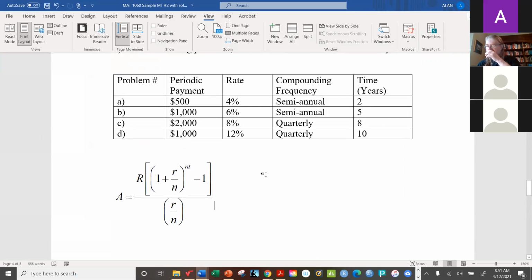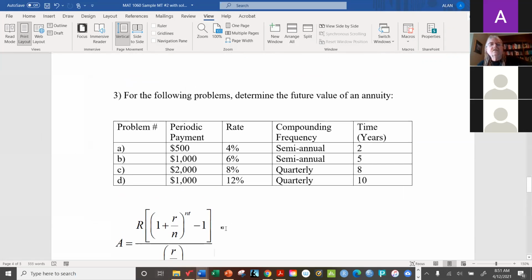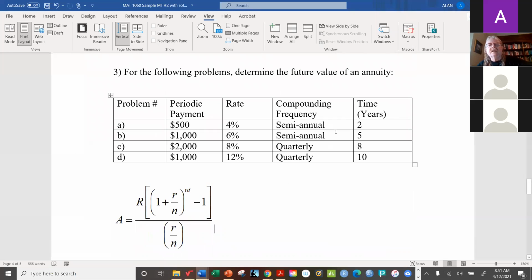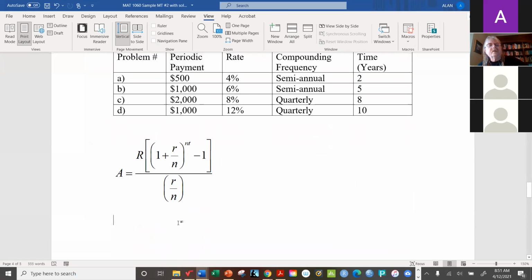Okay, so that's our basic formula for all future values of an annuity problems. And you notice you can tell because it says the word annuity in the question, but also because these are periodic payments rather than principal. That's our R, okay? It takes the place of P. Other than that, the formula is very similar to what we've been doing. It's just a little bit messier.